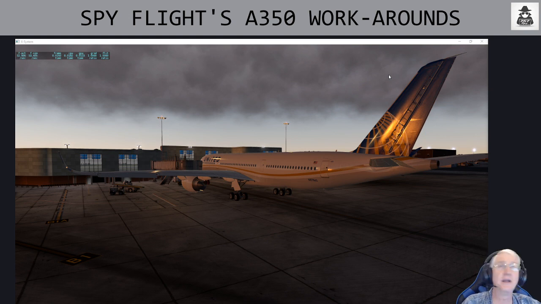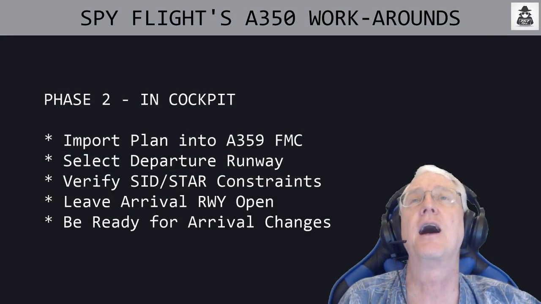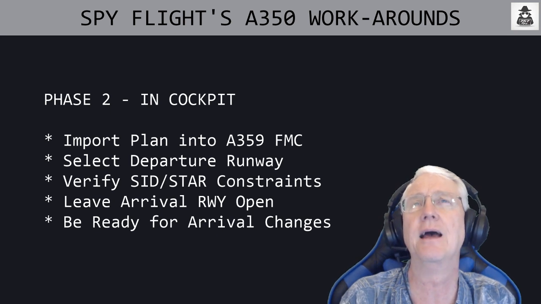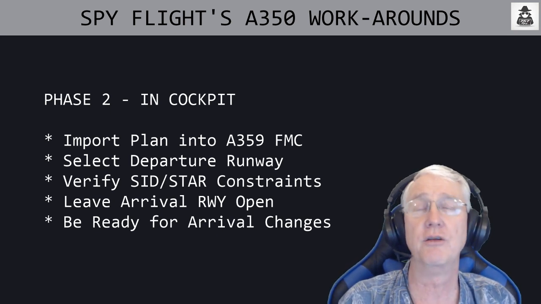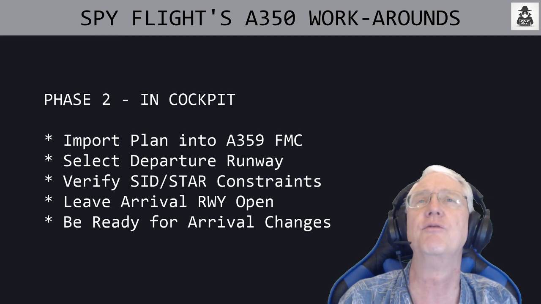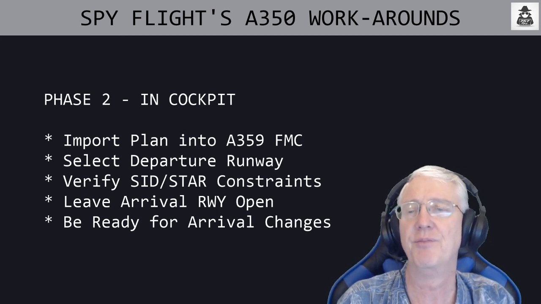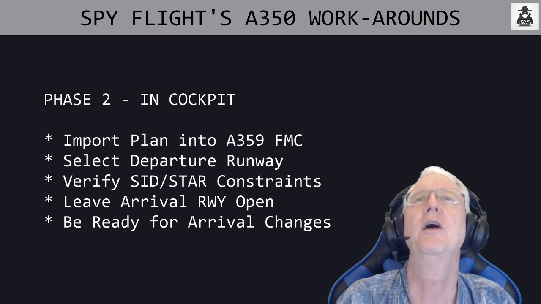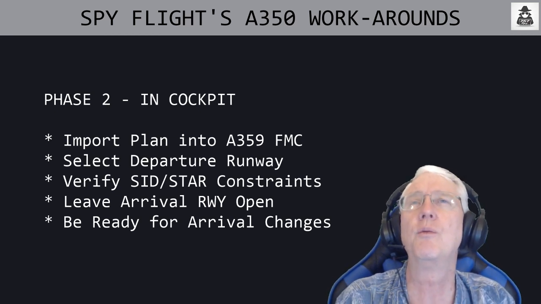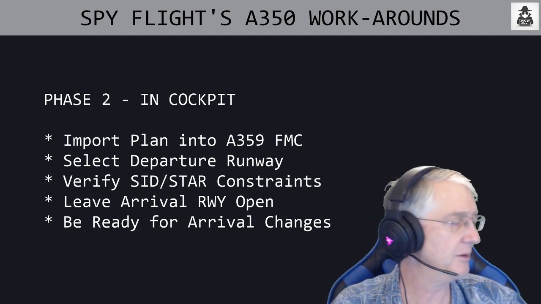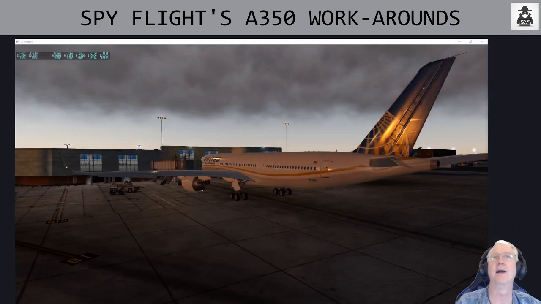What are some of the things we're going to do on this one? Well, in the cockpit, we're going to import the flight plan into the A350 FMC. We're going to select the departure runway. We're going to verify constraints on the flight plan, and those don't translate so well. Leave the arrival runway open and be ready for arrival changes, especially if you're going to be flying on VATSIM. All right, enough yammering about that. Let's hop into the airplane.